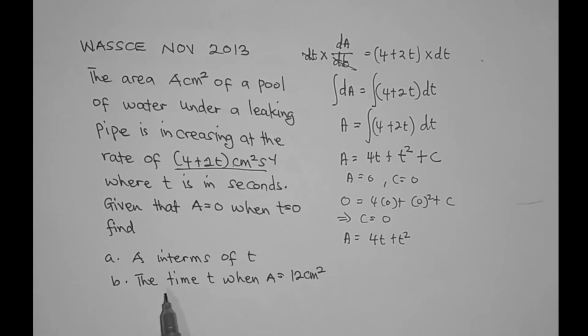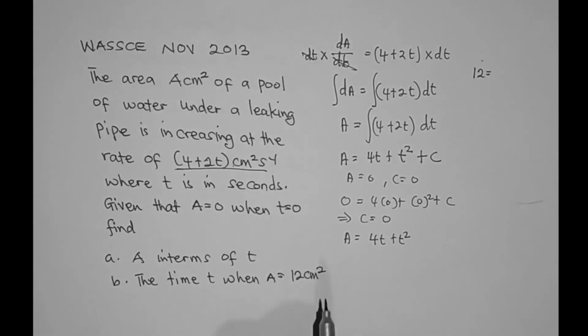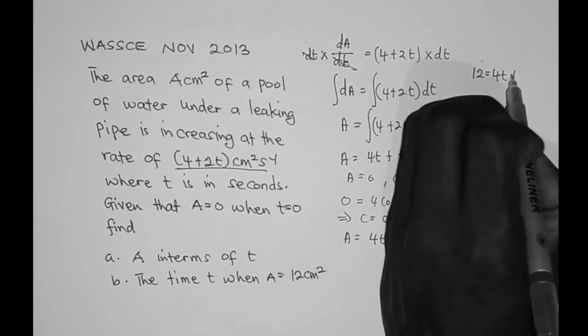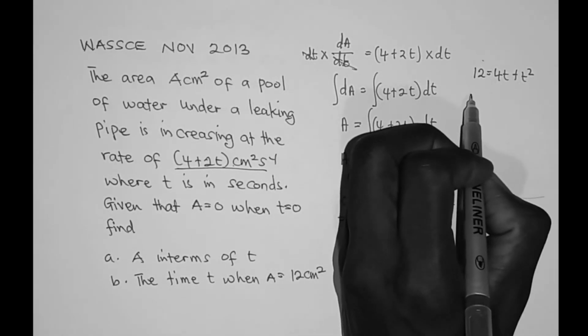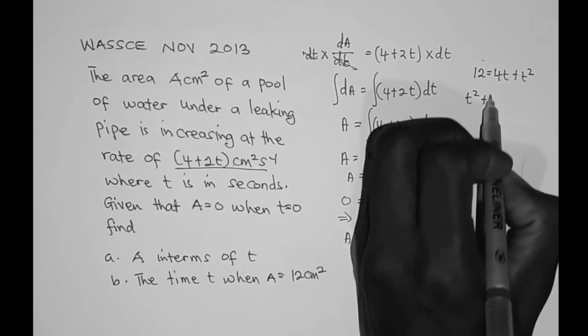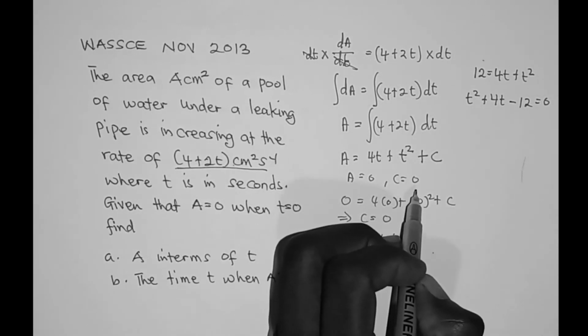And then the B part is the time t when A is equal to 12 centimeters squared. So what we need to do is to replace this A by 12. So A is equal to 4t plus t squared. So A is equal to 12. This implies that 12 is equal to 4t plus t squared. So let's bring 12 to the side of the equation. So t squared plus 4t minus 12 is equal to 0.